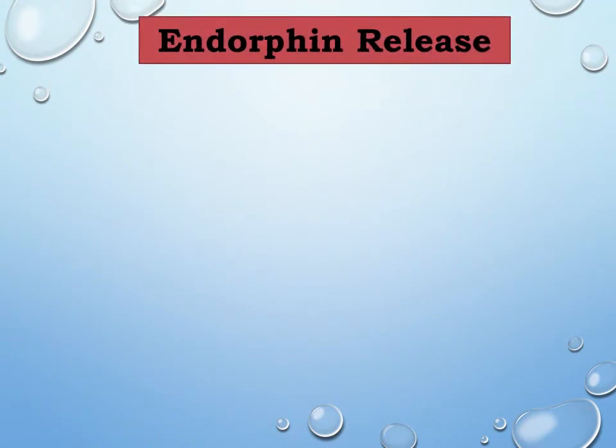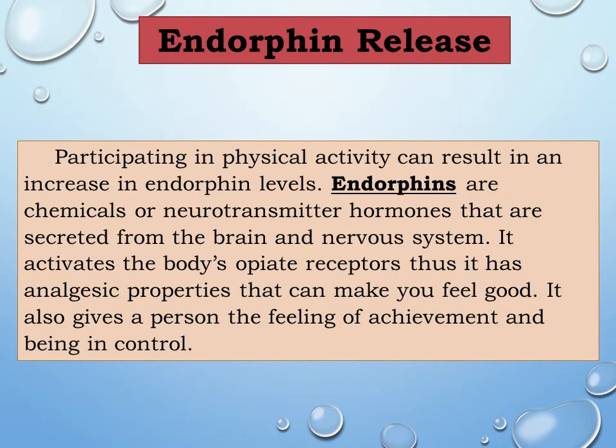Next, we have the endorphin release. Participating in physical activity can result in an increase in endorphin levels. Endorphins are chemicals or neurotransmitter hormones that are secreted from the brain and nervous system. It activates the body's opiate receptors, thus it has analgesic properties that can make you feel good. It also gives a person the feeling of achievement and being in control.